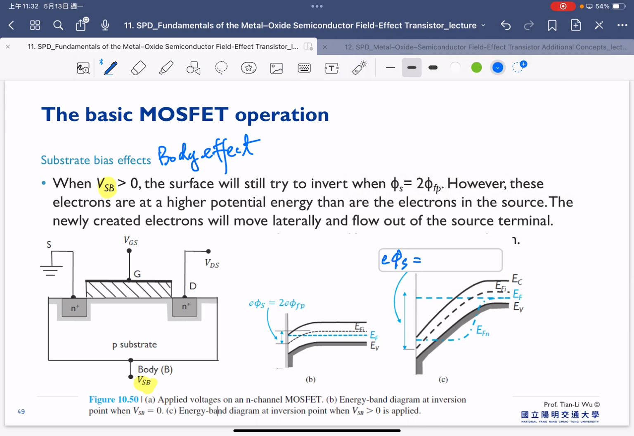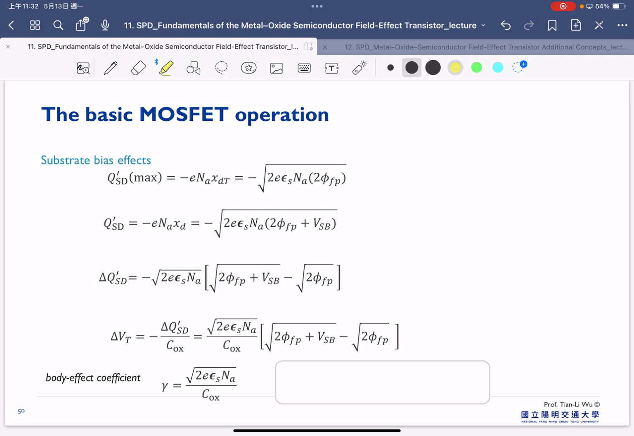Phi s will be equal to 2φp, but right now we have to consider the impact coming from the substrate. That's the only thing we have to worry about, because right now we have a different substrate bias, and a different substrate bias will influence our surface potential. Because of this, once we consider all the previous calculations, we need to also incorporate this VSB now. In the previous one we had 2φp, and now we have to consider VSB.